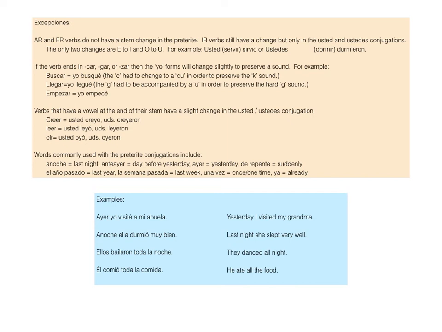So some examples with all of these. Ayer yo visité a mi abuela. So yesterday I visited my grandma. Or anoche ella durmió muy bien. So last night she slept very well. So there we have the word anoche, one of our words commonly used in conjunction with the past tense. We had the verb dormir, which is one of our IR stem changers, one of the exceptions to the rule. So it does get an O to U stem change, durmió.